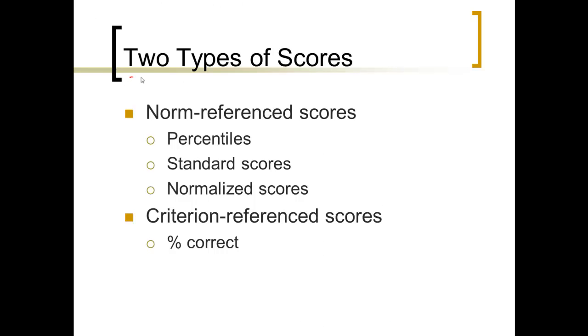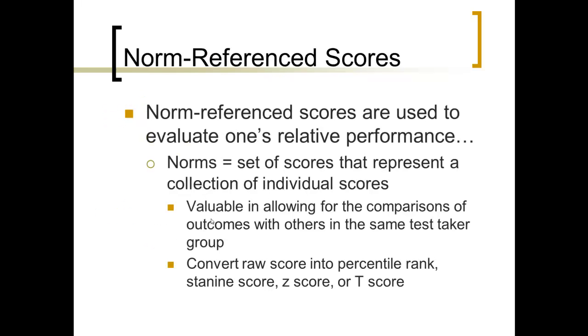Now, we talk about 2 types of scores. First, the norm reference scores, and we have 3 different types of scores under the norm reference, and then the criterion reference scores, of which we only have 1 type. And so let's look at norm reference scores in general. Norm reference scores are used to evaluate one's relative performance and for us to be able to compare somebody's scores to others. And remember, relative performance. How do you compare to others in your group?